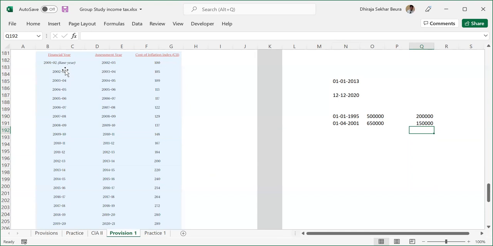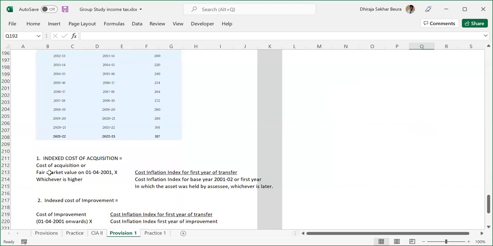Now, this value that we are talking about, what is this? This is nothing but your purchase price, on to which we will multiply or divide the CIIs, through which we will calculate the indexed cost, which we will deduct from the sale consideration to calculate the profits and gains from short-term or long-term capital gain, right? Just a synopsis.